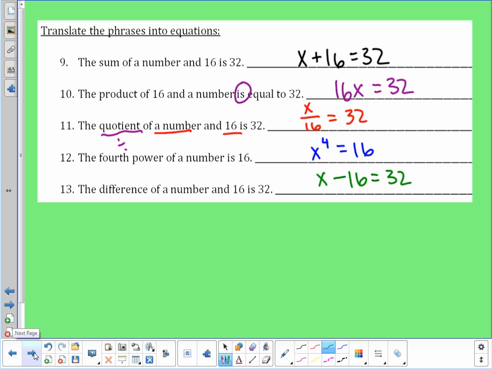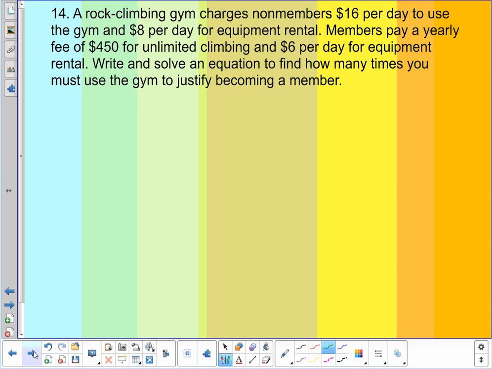Last question for our notes for today. It's in number 14. It says a rock climbing gym charges non-members $16 per day to use the gym and $8 per day for equipment rental. Members pay a yearly fee of $450 for unlimited climbing and $6 per day for equipment rental. Write and solve an equation to find out how many times you must use the gym to justify becoming a member. So again, I want to start with what am I finding? What is my variable? So write and solve an equation to find out how many times you must use the gym to justify becoming a member.